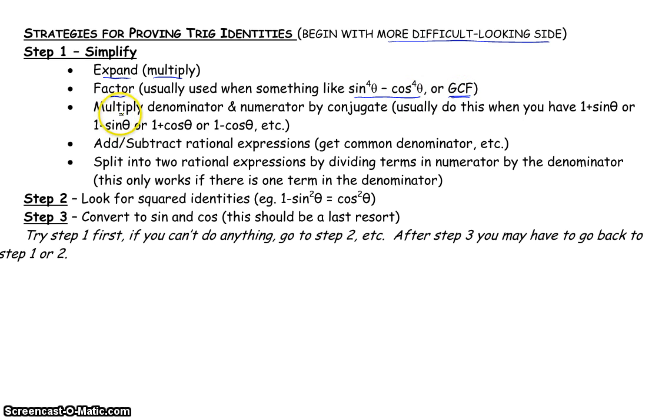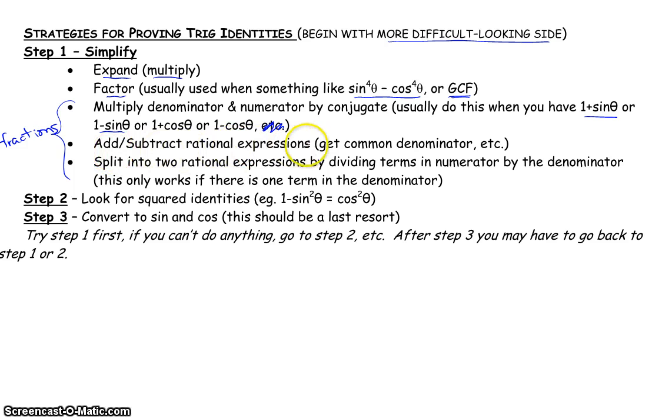Okay, all 3 of these are referring to fractions. So if you have rational expressions, if you have a denominator and numerator, you might multiply denominator and numerator by the conjugate. When do you do that? It's when you have 1 plus sine theta, 1 minus sine theta, 1 plus cos, or 1 minus cos. Okay, and really those are the only kinds.